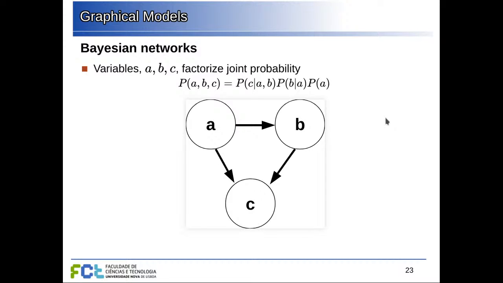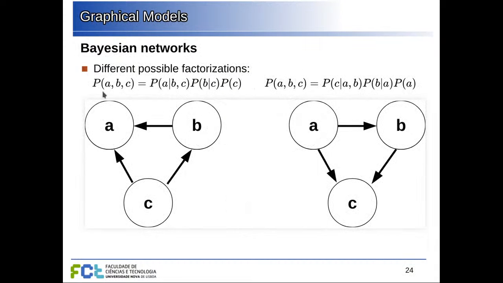Here there are no arrows pointing to A. Of course, we could decompose this, we could factorize the joint probability distribution of A, B, and C in different ways. We can make, for example, A dependent on B and C. We can make C dependent on A and B, whatever we want. These are all equivalent in the sense of modeling the joint probability distribution in general for three variables. However, in Bayesian networks, we can take advantage of this to express some, for example, causal relations.